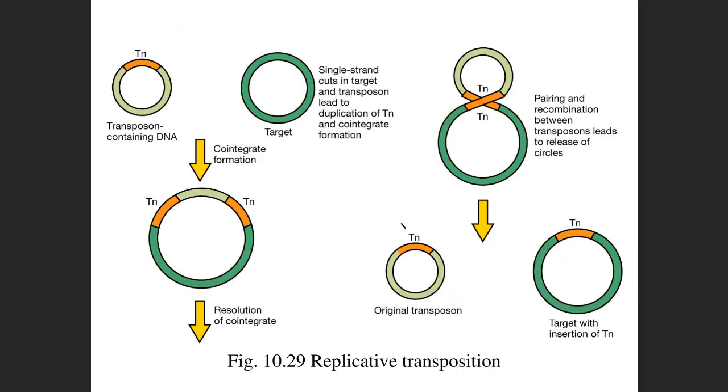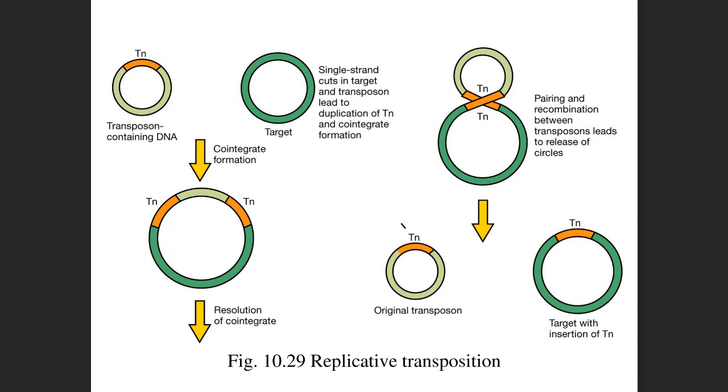Transposons can transpose in two different ways. Let me step back. There are two types of transposition. This is one of them. Typically you have a donor, and the transposon replicates itself, and then it integrates. So this is the reverse.